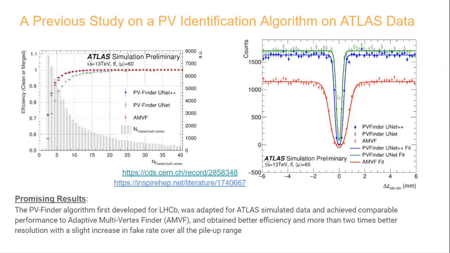As for the graph on the right, we are measuring how well an algorithm functions if there are two close vertices along the z-axis, and whether they are still reconstructed as two distinct vertices. Our PV finder in blue is able to distinguish that and reconstruct them as two vertices, but the AMVF reconstructs them as one primary vertex.